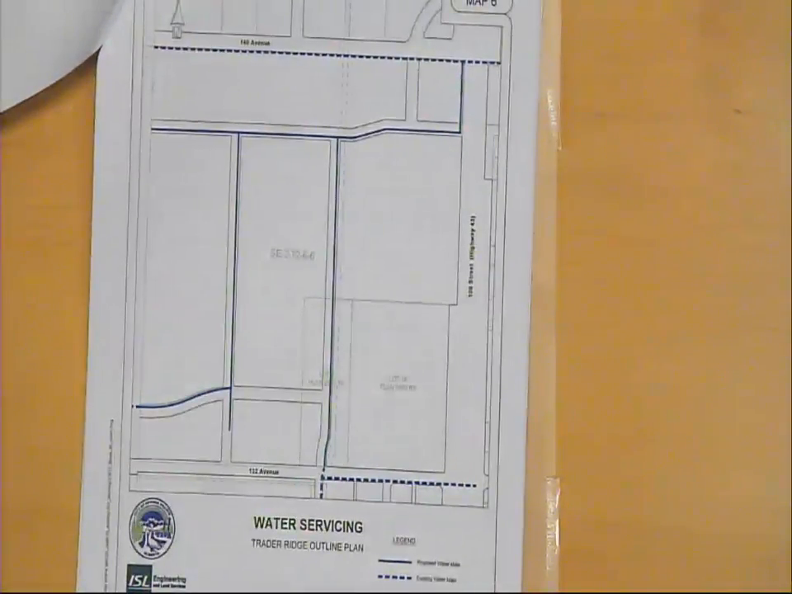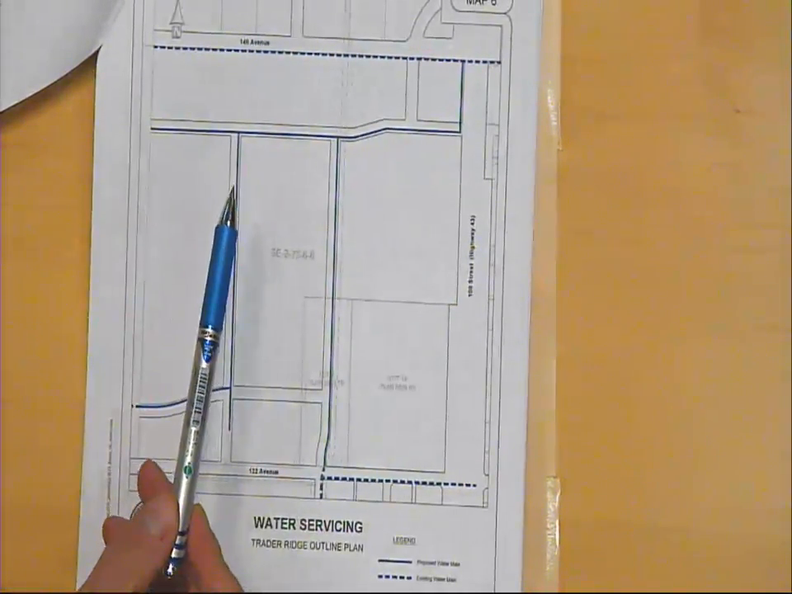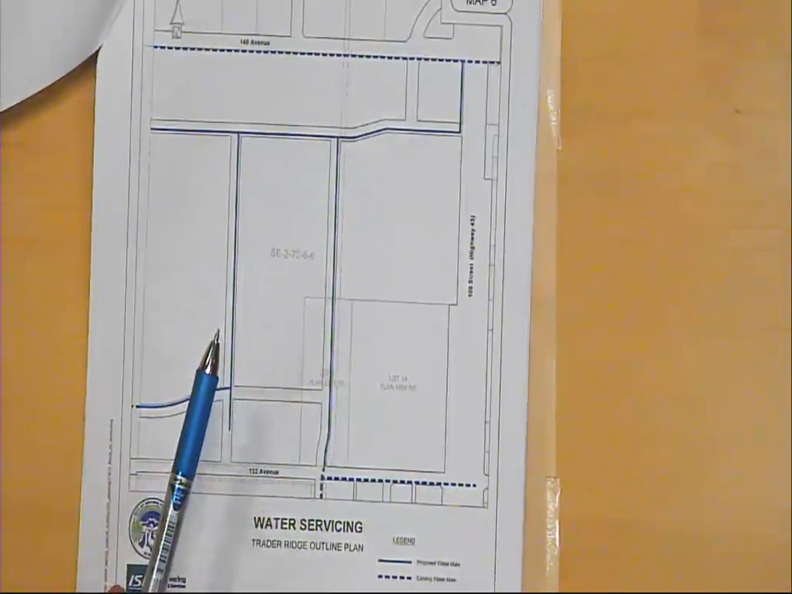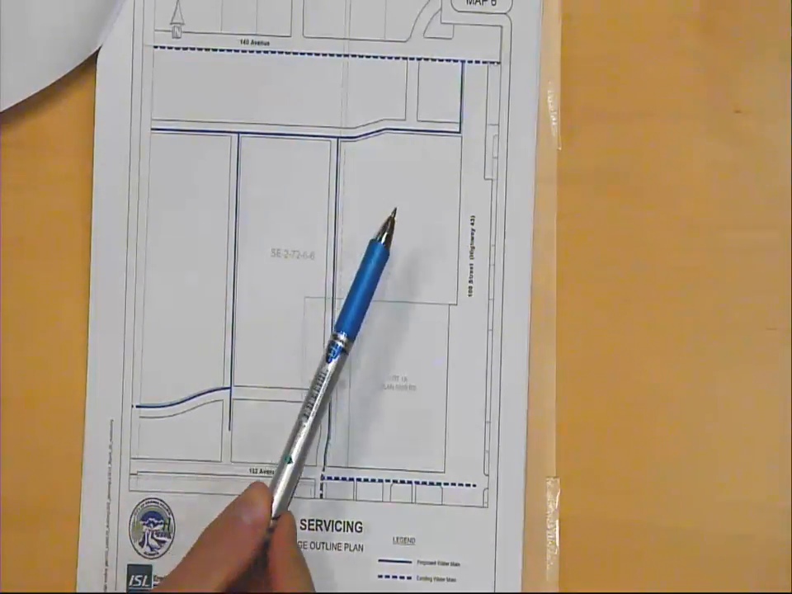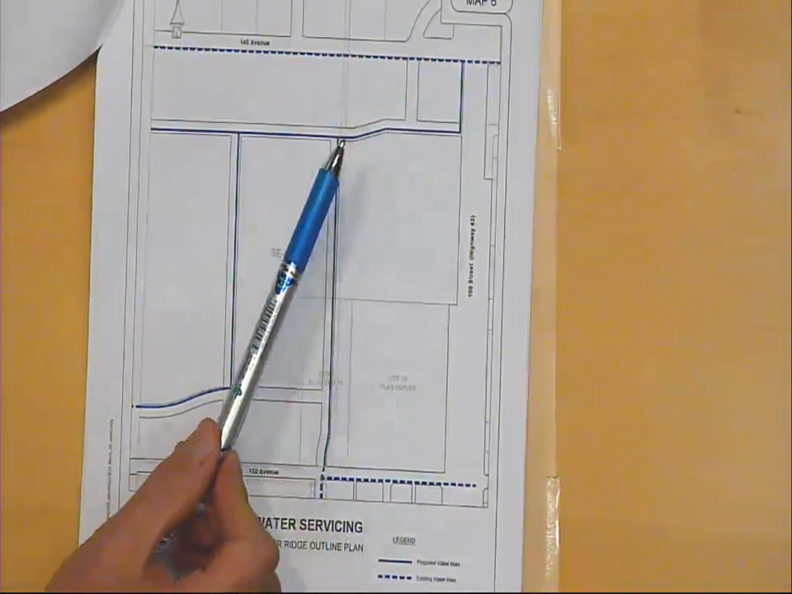So the water servicing, I'll rip through water and sanitary. It's fairly straightforward. We've got a water connection, a water line that runs on the south side of 140th Avenue, the north end of the property. Along here, it has more than ample fire flows to handle commercial, industrial, whatever type of development we want. So that's been assessed, and fire flows are more than adequate for the development.